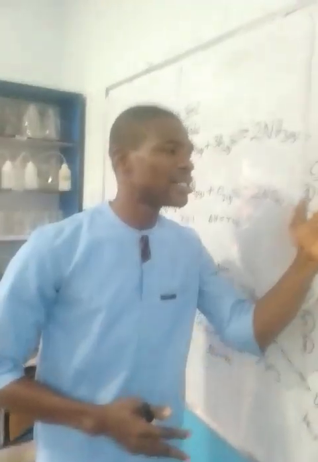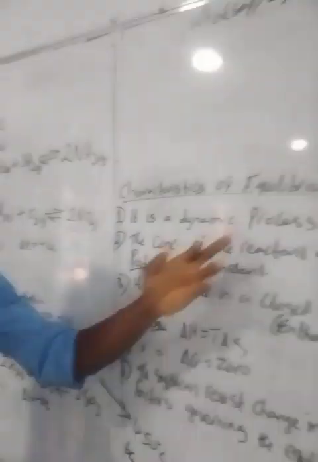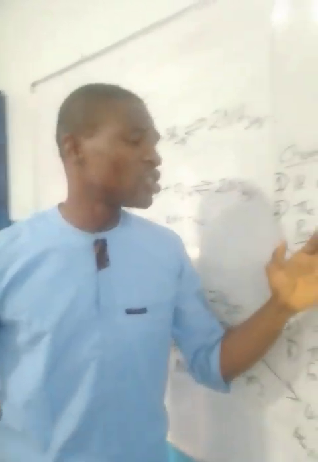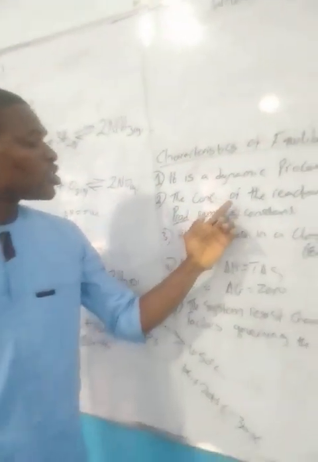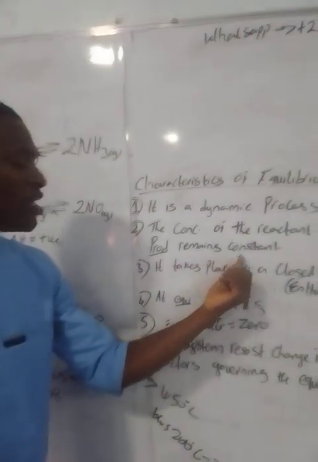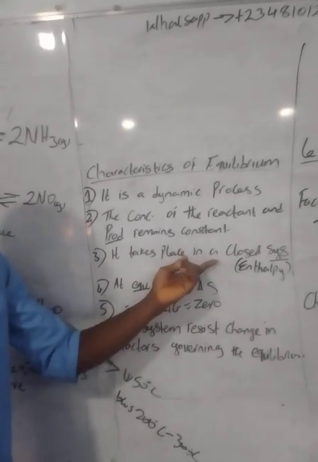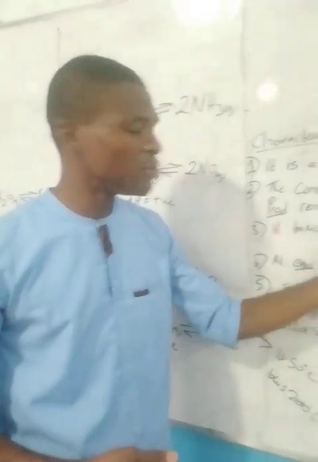Let's see now what are the characteristics of equilibrium. One, it is a dynamic process, which means a continuous process. Two, the concentration of the reactant and the product remains constant. The reactant and the product will always remain constant; no one is greater than the other. Three, it takes place in a closed system. For a chemical equilibrium to take place, it must be in a closed system.